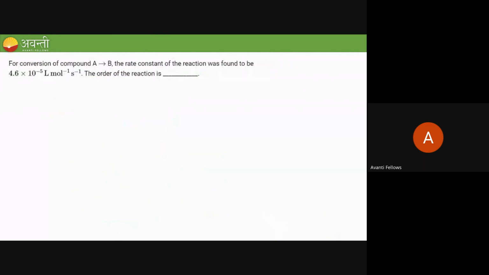For conversion of compound A to B, the rate constant of the reaction was found to be 4.6 × 10^-5 liter per mole per second. The order of the reaction is? Now here you see the unit. The unit is liter mole inverse per second.